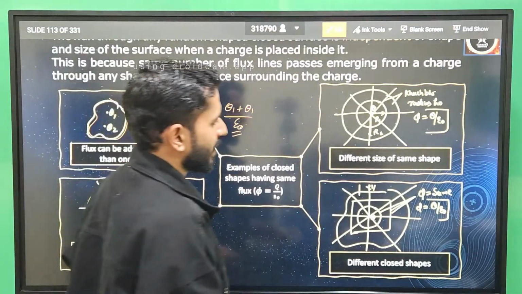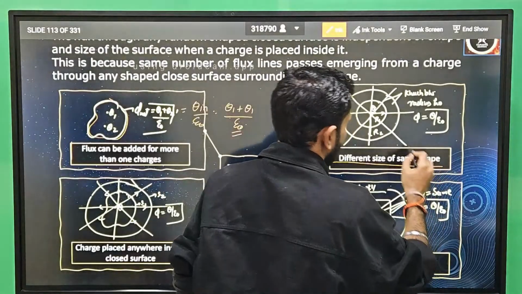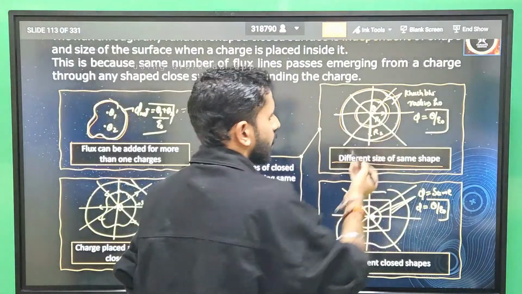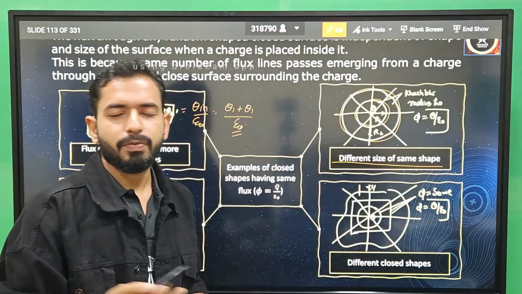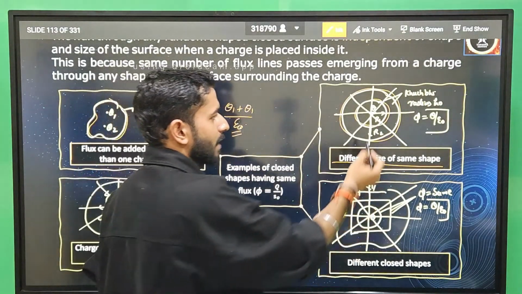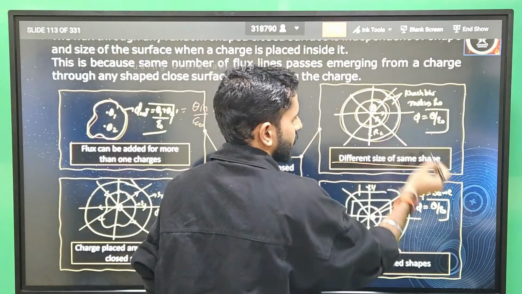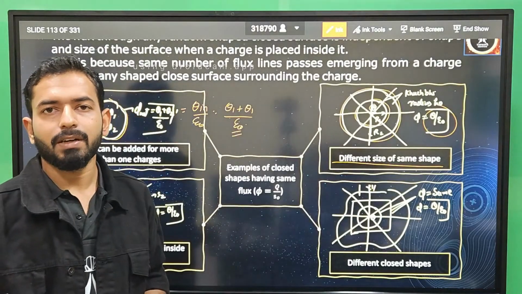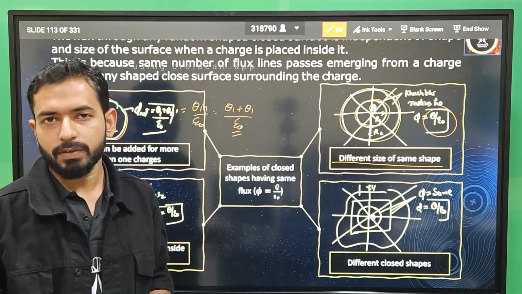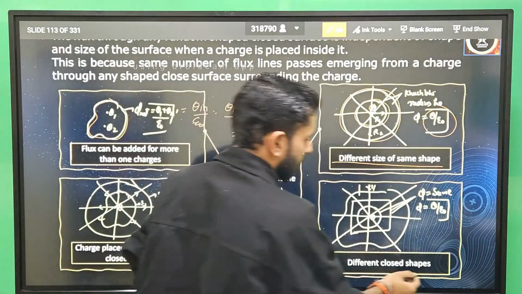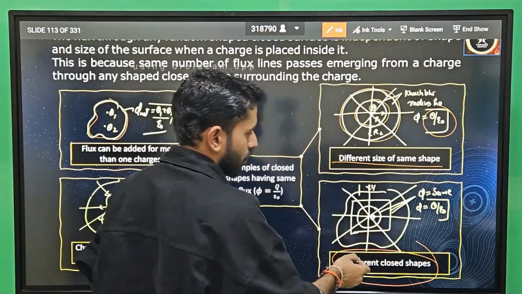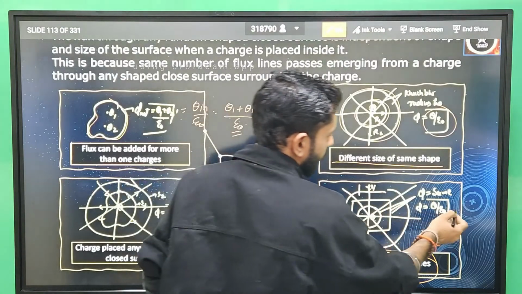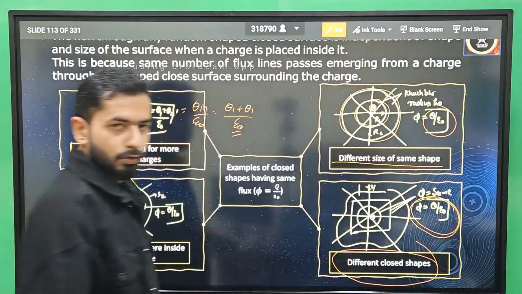Second case, different sizes I have taken of the same shape. This is one sphere, and this is a bigger sphere, but it doesn't depend on whatever kind of sphere, bigger or smaller, you are taking. The only charge you are taking inside is Q. That means the net flux will simply be Q divided by epsilon naught. It doesn't matter if you take 10 spheres, 10,000 spheres, or 10 lakh spheres, it doesn't matter. Different closed shapes. Now here I have changed the shapes also: spherical, cubical, cylindrical, everything I have taken. Still the flux will be how much? Q divided by epsilon naught.